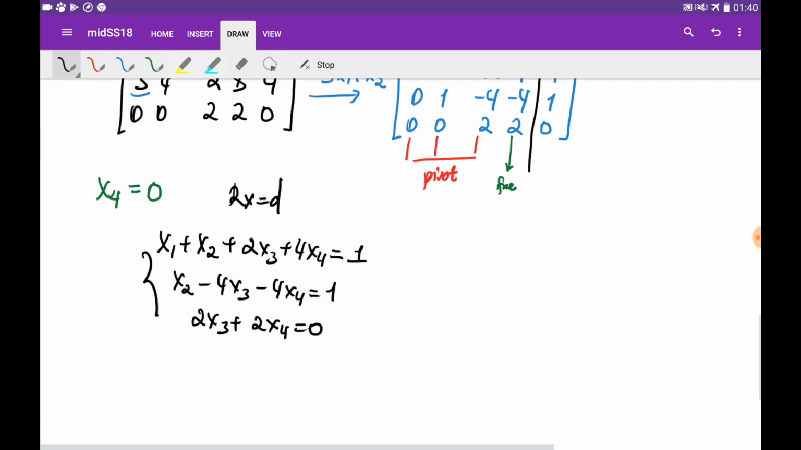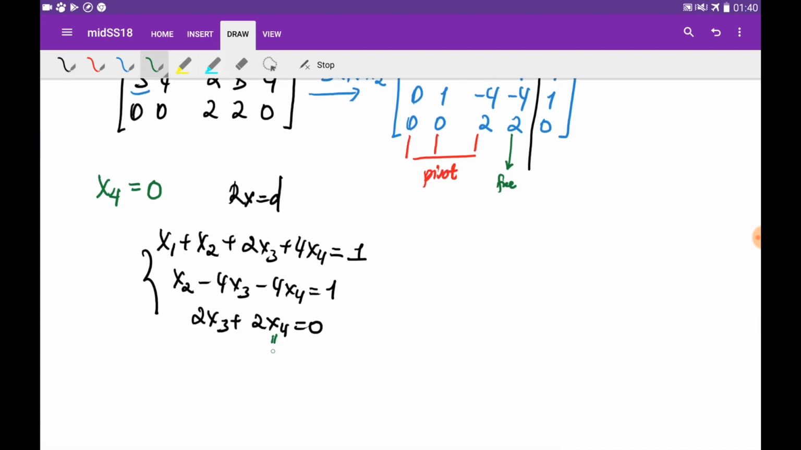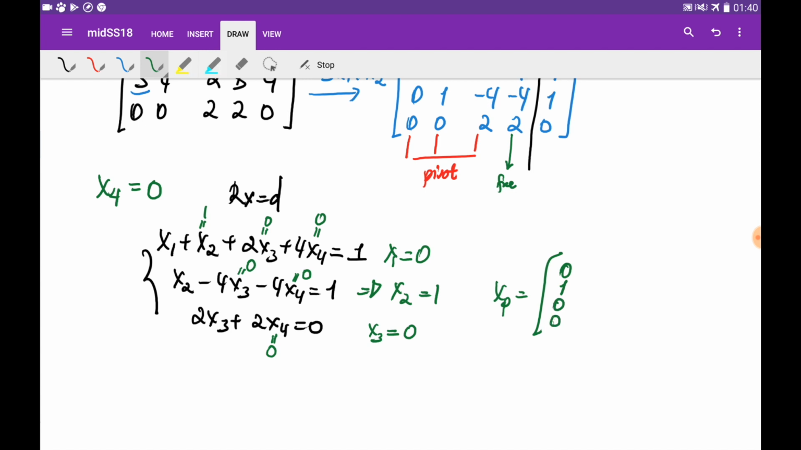So if I substitute x4 = 0 into the last equation, we obtain that x3 is also equal to 0. Now if we substitute x4 = 0 and x3 = 0, we obtain that x2 is equal to 1. If we substitute 1 for x2, 0 for x3, and 0 for x4, we obtain that x1 is also equal to 0. So the particular solution for the system is going to be (0, 1, 0, 0).